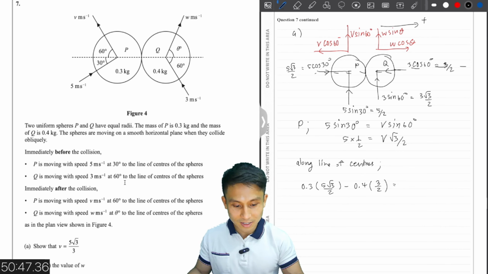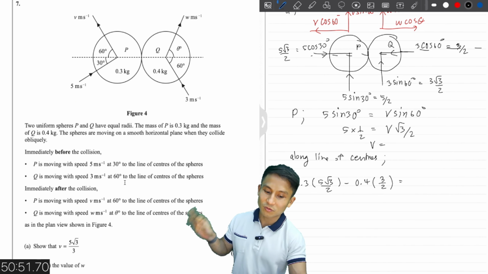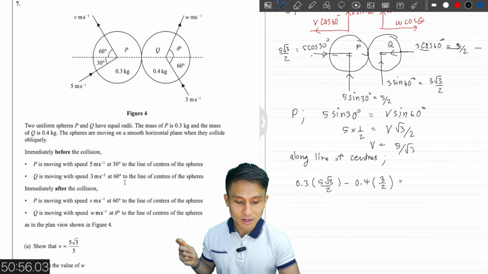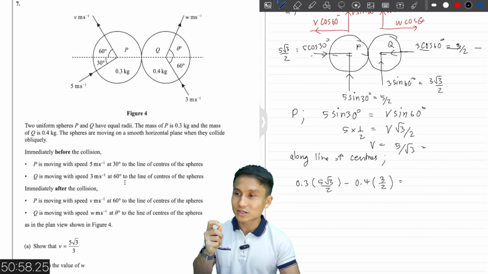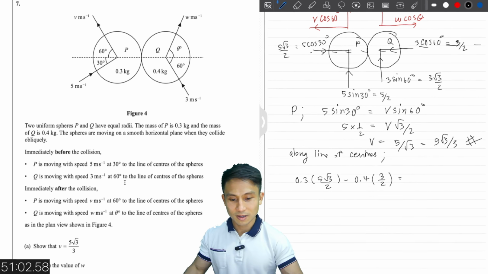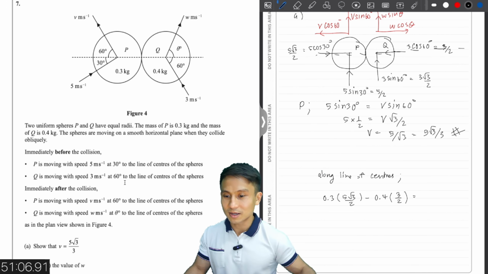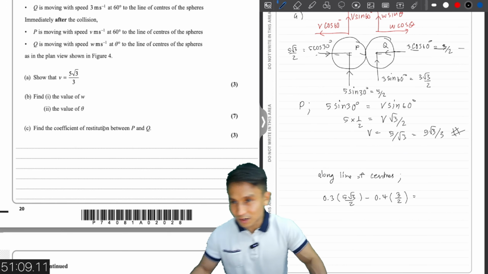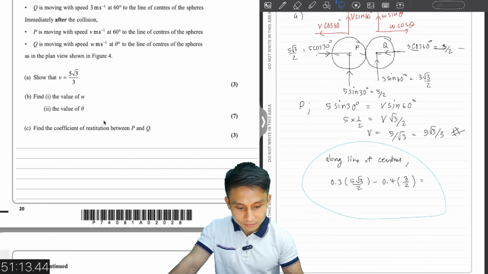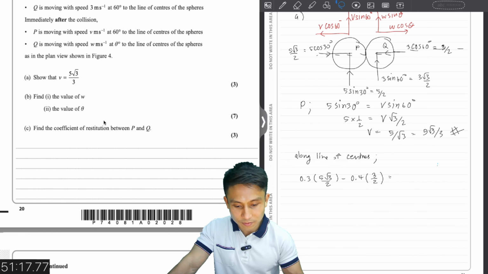Okay, so yeah, that's basically it. So V equals, if you divide both sides by root 3, you get this first, right? And then if you rationalize the denominator, you get 5 root 3 over 3, yeah? That's part A done. Okay. And then this is next part, I think. So B, find the value of W and theta, right? Yeah, conservation of linear momentum along the line of centers. Yeah, so we get part B here.